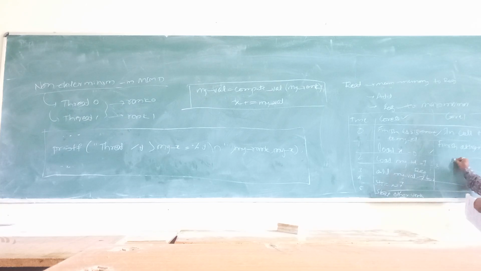Okay, load x equals to 0 in the register, same thing. Earlier we loaded in the period of 1, but for core 1 we are doing the loading operation here, the core 1 in the period of time 2 here, and also add.